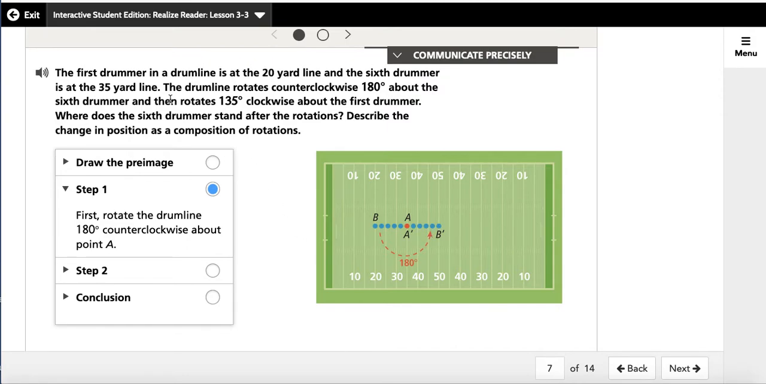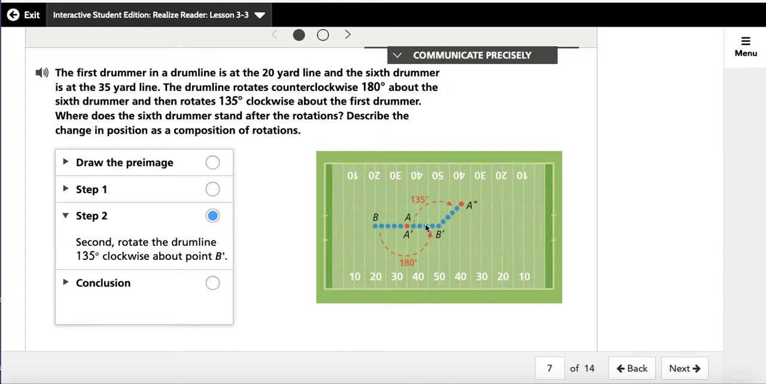Now the next thing is they rotate 135 degrees clockwise about the first drummer. Well, the first drummer was here. Then the first drummer ends up here. So now the drum line is going to do 135 degrees clockwise. They did state clockwise. Oh, they did state counterclockwise before. Oh well. Clockwise about the first drummer. Clockwise brings it over to here.